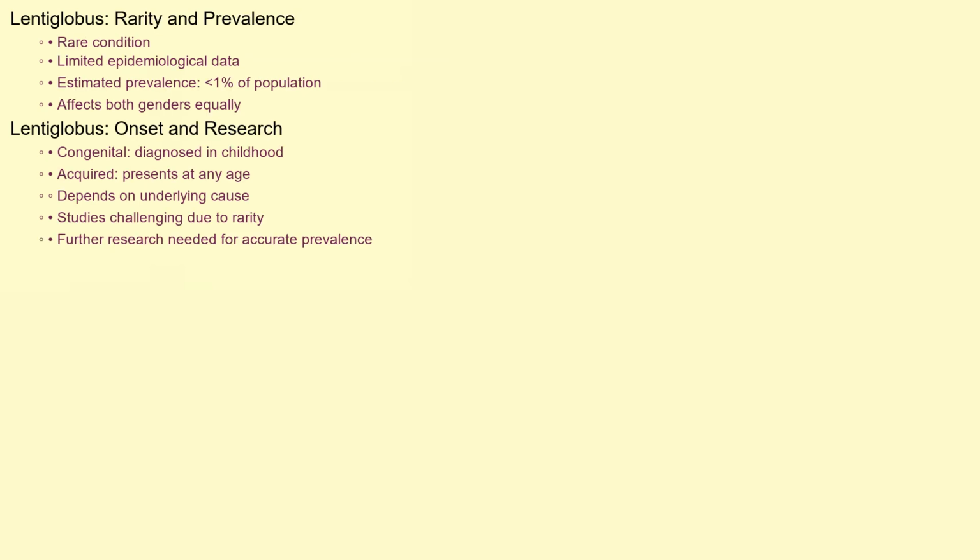Lentiglobus is considered a rare condition. Precise epidemiological data is scarce due to its low prevalence. It is estimated to occur in less than 1% of the population and affects both genders equally. Congenital cases are typically diagnosed in childhood, while acquired cases may present at any age depending on the underlying cause. Studies are difficult to perform given how rare it is, so further research is necessary to estimate prevalence more accurately.